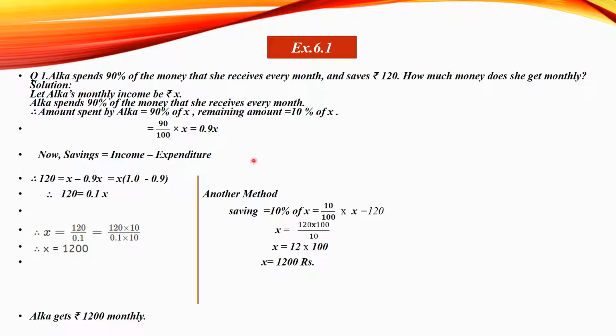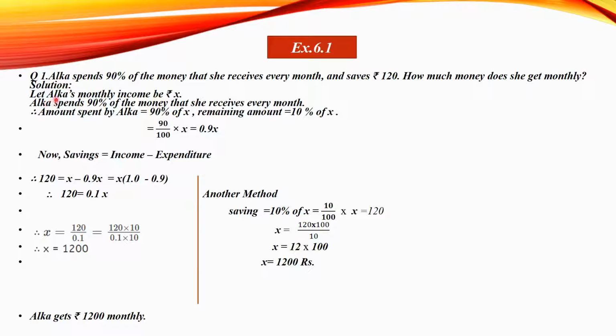Let us start the exercise 6.1. Question number 1. Alka spends 90% of the money that she receives every month and saves rupees 120. How much money does she get monthly?